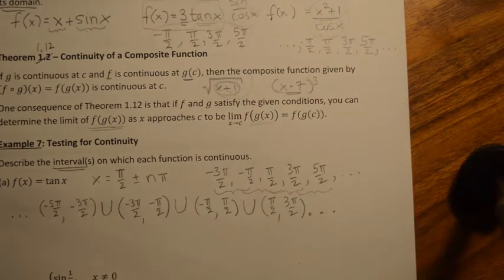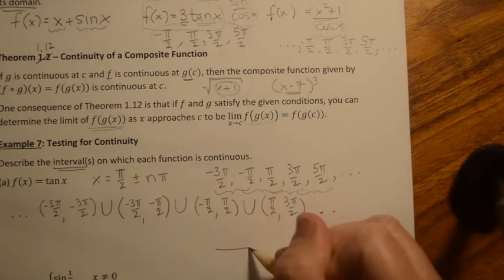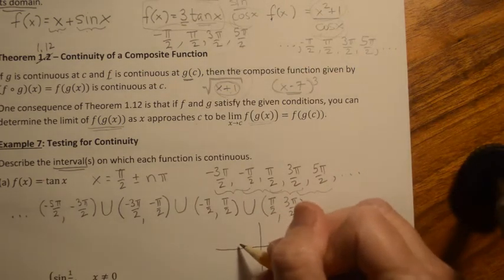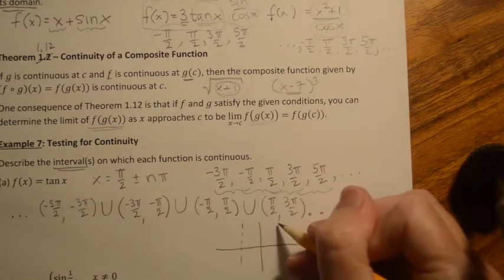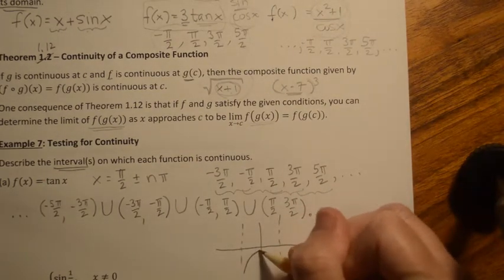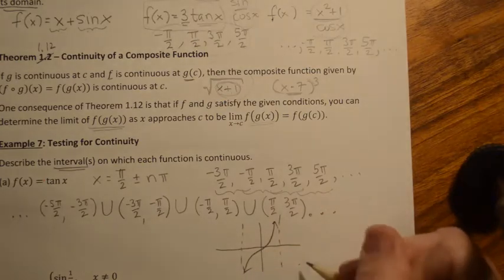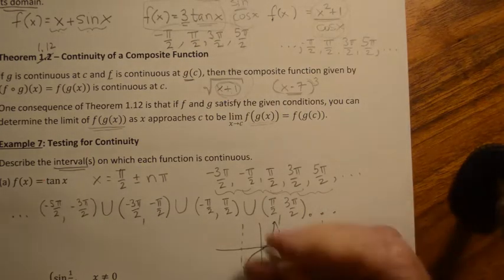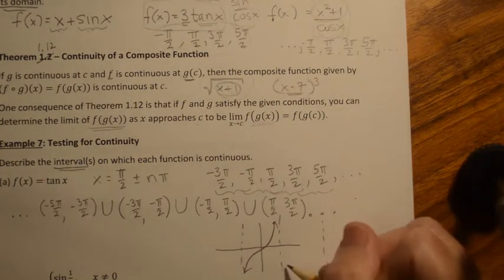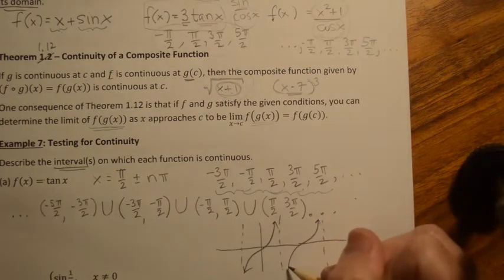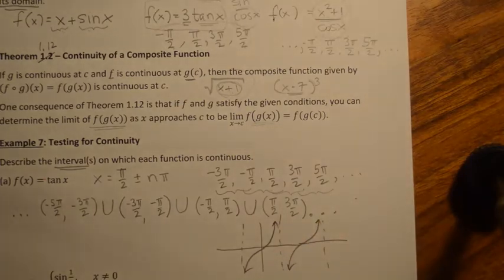All right. Again, if we look at what tangent looks like, it has vertical asymptotes at negative pi over 2, positive pi over 2, and then it does something like this. And then we would have another one right here where it goes from positive pi over 2 to 3 pi over 2. And it would look like this, and we would keep going on.